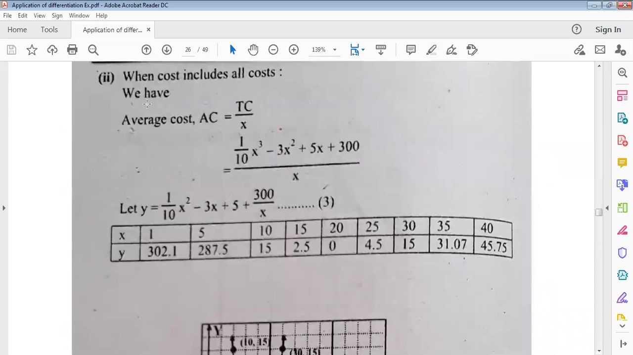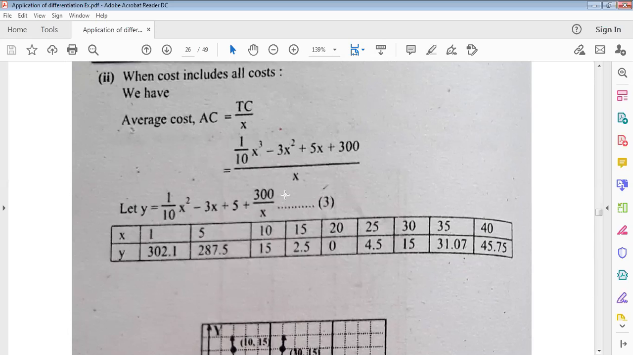Now again, when cost includes all costs, not only variable cost but total cost, average cost equals total cost divided by x. This is the fixed cost. Taking fixed cost, we get the average cost: 1/10 x squared minus 3x plus 5 plus 300 divided by x. This is equation number 3, dividing every term by x.